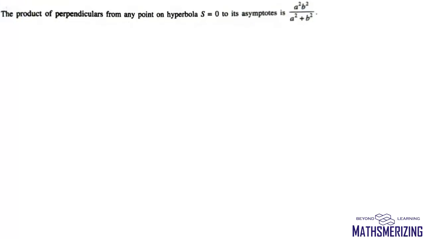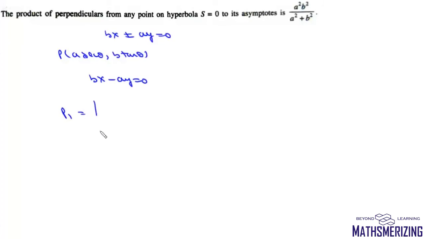So this is how we prove such results. Now one of the results is that the product of perpendiculars from any point on a hyperbola to its asymptotes is a square b square upon a square plus b square. So we consider the asymptotes of the hyperbola. We know that asymptotes are represented by bx plus or minus ay equals 0. Now any point on the hyperbola, we can write as a secant theta and b tan theta.